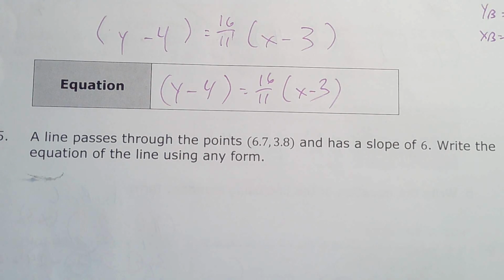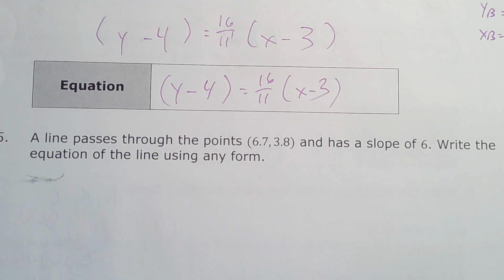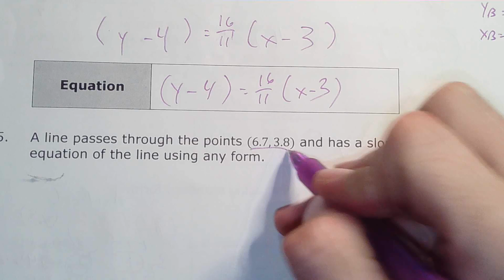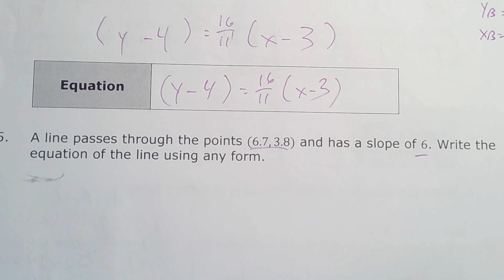Okay, now I have a line that passes through these 2 points, and it has a slope of 6. Write the equation in any form. All right, this one's actually pretty easy. So I have a point and I have a slope. Why don't I use point slope form?